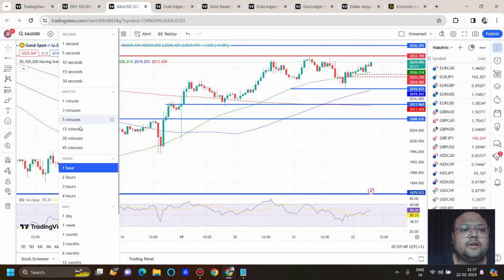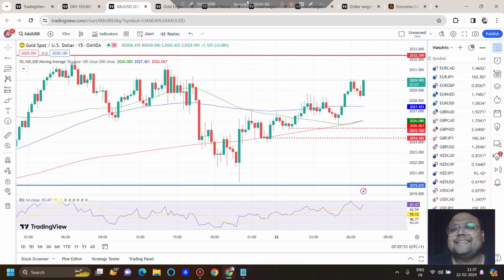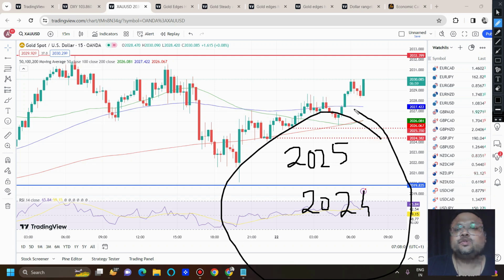And if you're a day trader, if patience is not your virtue, in that case you can also look for a buy around 2025 to 2024. And this 2025 2024 position will only work in Asian and European session only, because this is not a strong level that will be able to hold the market at the time of news or during the US session.